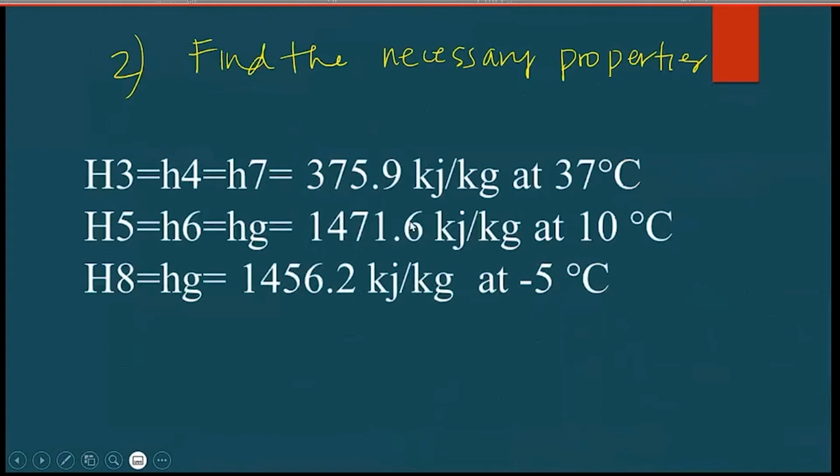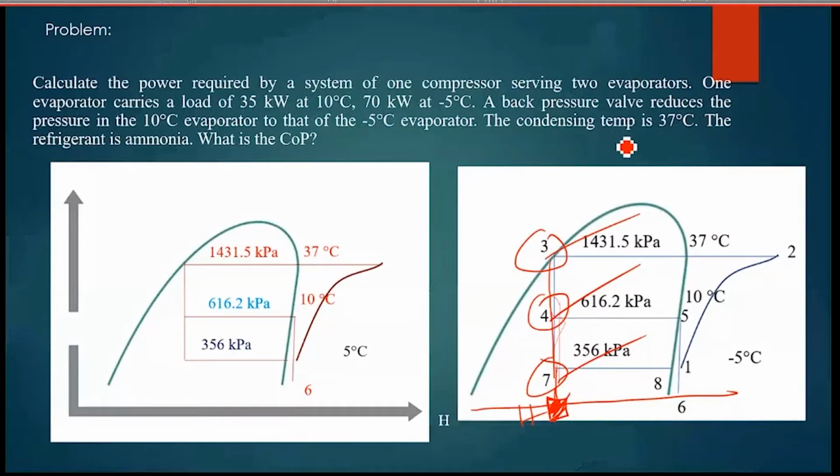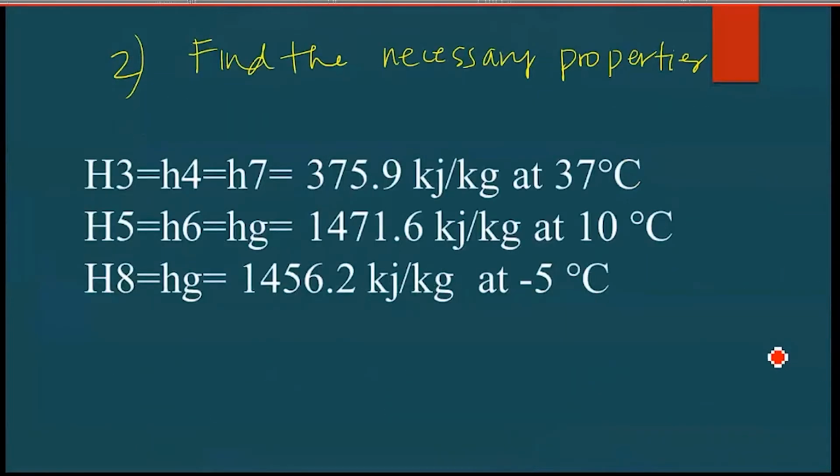Here, 375.9 kilojoule per kilogram at 37 degrees centigrade saturation temperature. So look at this, right? 37 degrees centigrade, then this is the meeting point at the saturated liquid line, then you can get the 3. Now we're clear with that. Now, what are the other enthalpies that we have to get?